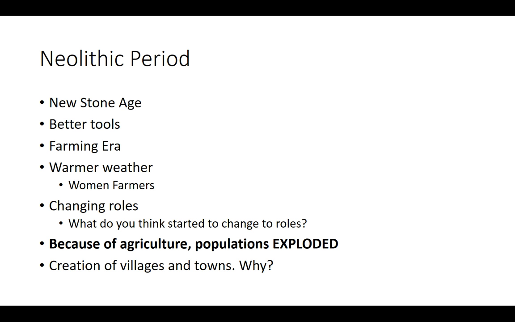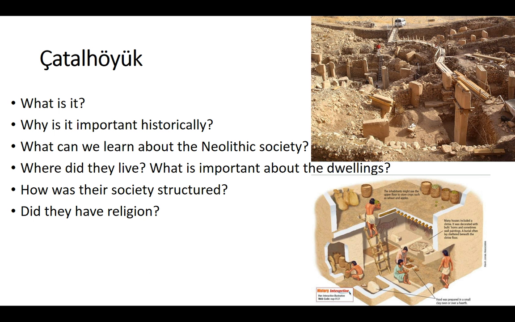Okay. Then we start to see the creation of towns and villages. Why do you think we start creating towns and villages at this time period? What has happened in the Neolithic period that would cause us to form as a community or as a group of people? And then what we're going to end with is one of the major villages and finding groups of that time period. So go ahead and look up the Catalhoyuk village, answer these questions, and then that's where we're going to stop. We're going to pick up with this in class tomorrow.